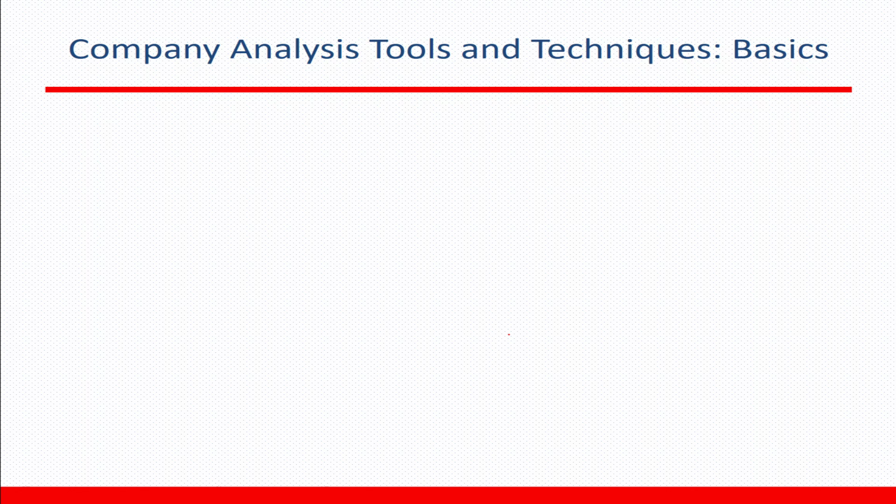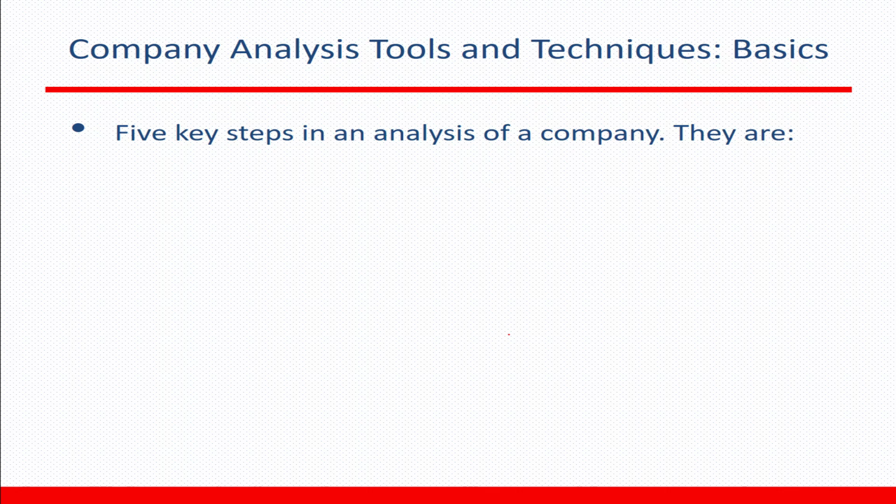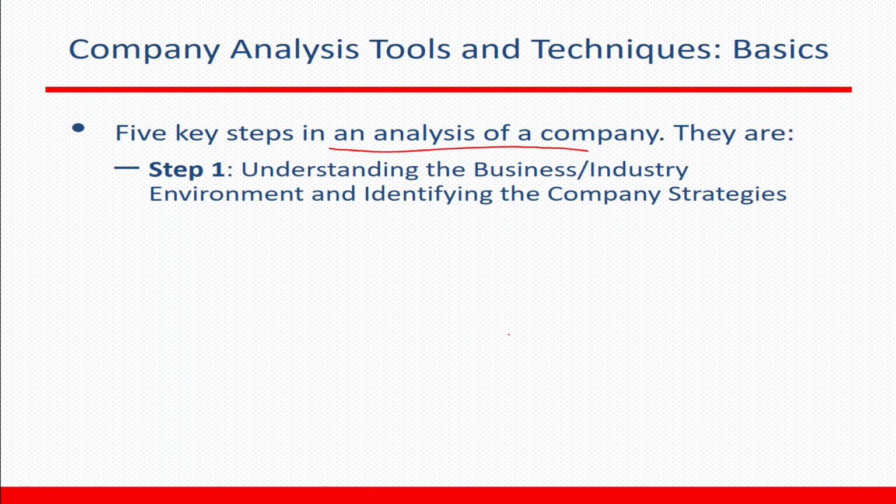So let's start with a very general question. What are the key steps people follow in the analysis of a business? In general there are 5 steps. Step 1, whatever company you are analyzing, you have to understand the business, the industry, and what the company is doing. This is usually covered in your management or strategy class, so I'm not going to talk about it here.